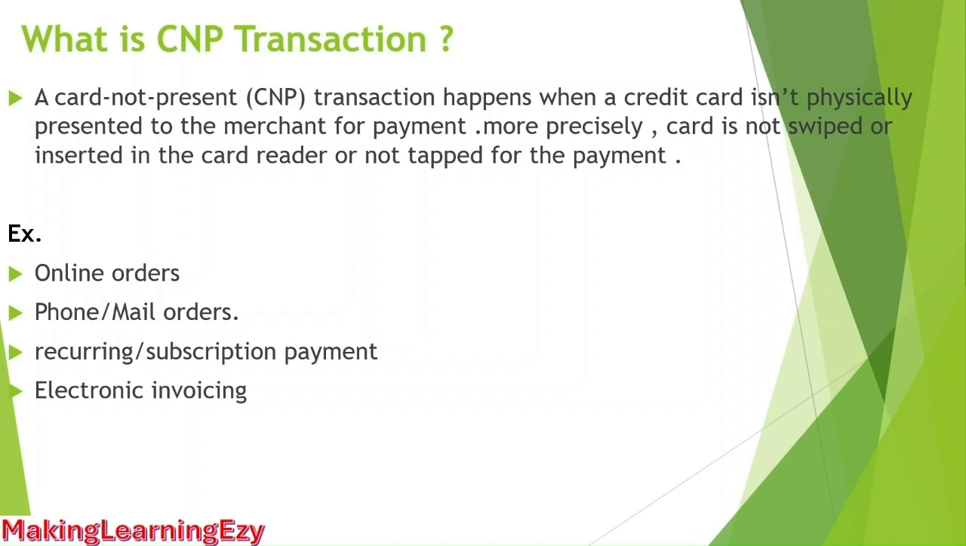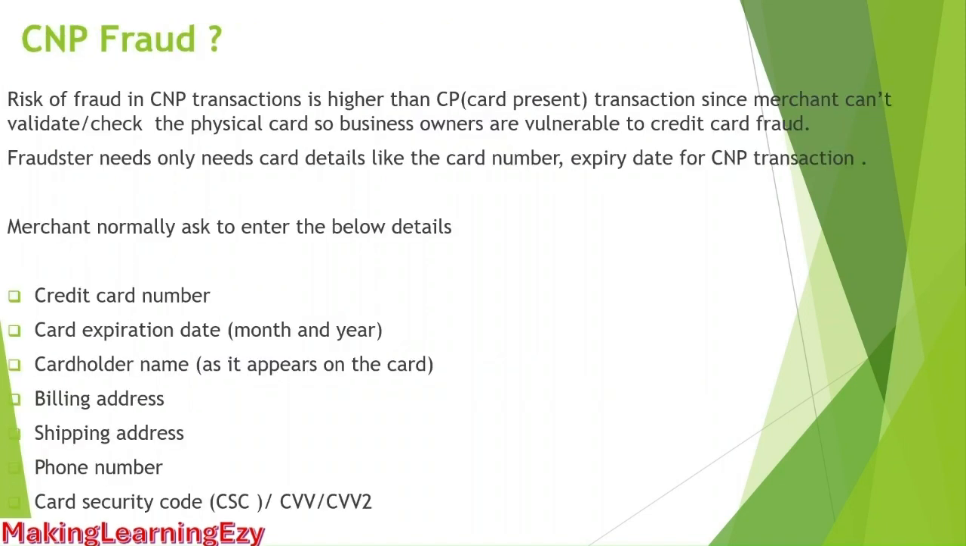Let's move further. Now, CNP fraud. CNP transactions always come with some risk. The risk of fraud in a CNP transaction is higher than in CP transactions because the merchant cannot verify the physical card. So owners are vulnerable to credit card fraud. A fraudster only needs the credit card number and expiry date for CNP transactions, if the merchant does not have a validation strategy in place.